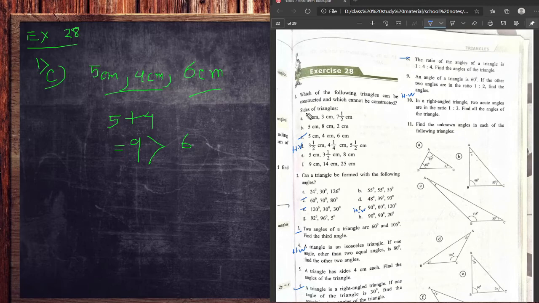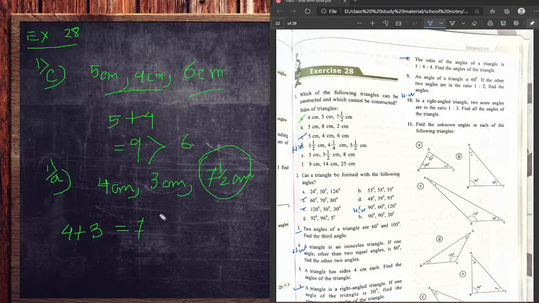Let me show you another one, number 1, part A. It is given as 4 centimeter, 3 centimeter, then 7.5 centimeter. So if you take the third one as 7.5, just add the first two. That is 4 plus 3, which is giving you 7. But wait a minute, this is 7.5, which is greater, right? So the sum is not greater than 7.5. It is even less than 7.5. That means the triangle is not going to form.